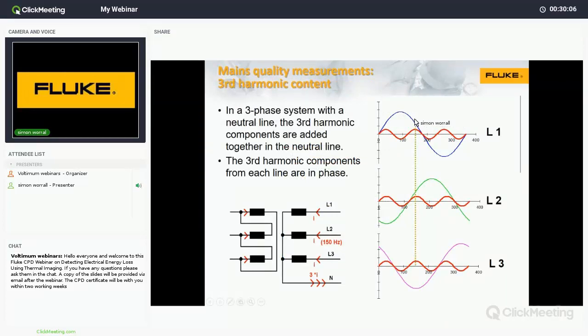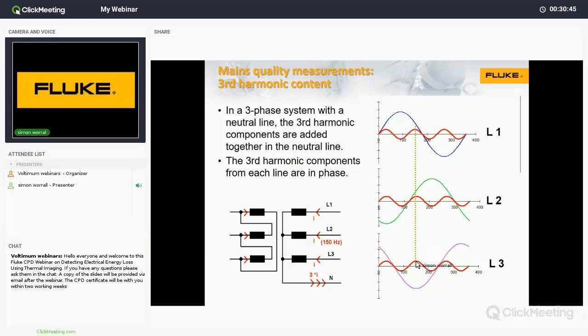And what you can actually see on screen at the moment, we have L1, 2, and 3, and the fundamental in blue, in green, and in purple. On a perfectly balanced system, 120 degrees apart, they should all fully cancel out at the neutral point, the star point. So you will have no neutral current from your fundamental. But on screen, we've got third harmonic. If you draw a line between all three phases, at any point along that third harmonic waveform, they're always in phase. So they do not cancel out at the neutral. What they actually do is add together and flow in the neutral.